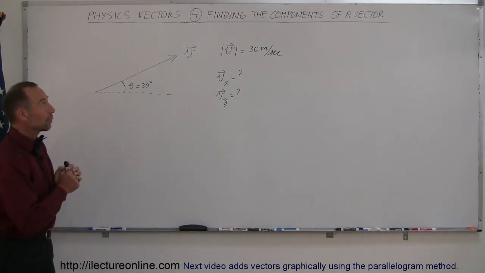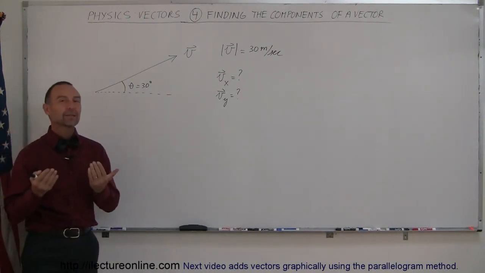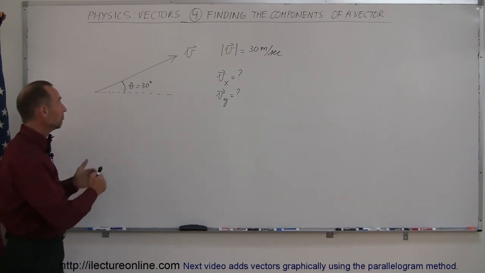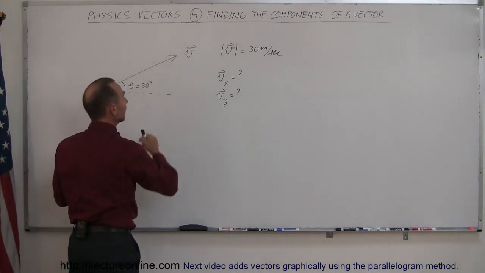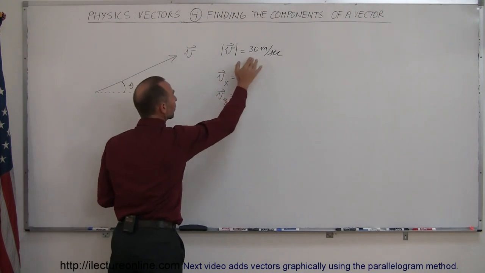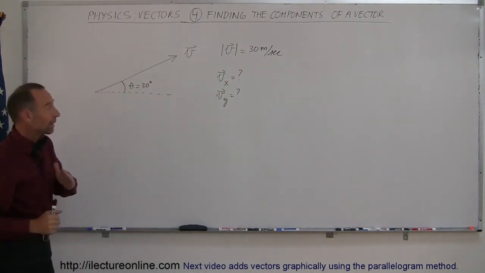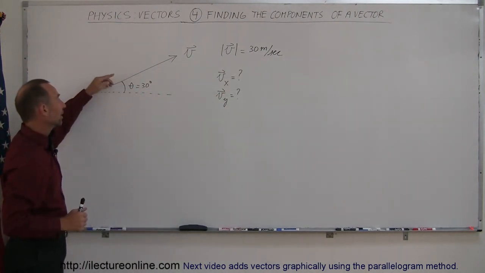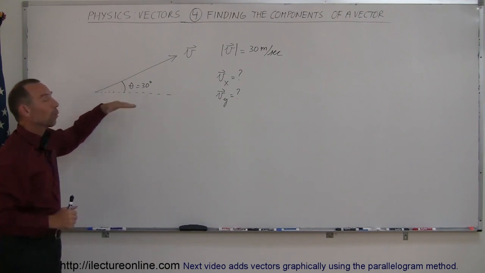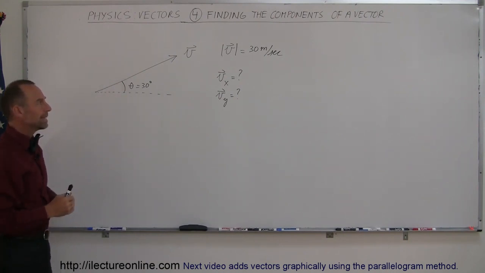In our next video here, we're going to talk about how to find the components of a vector. Given a vector, let's say here velocity, the magnitude of the velocity is 30 meters per second, and the velocity is directed in a direction that's 30 degrees above the horizontal. So what would be the x and the y component of that velocity?